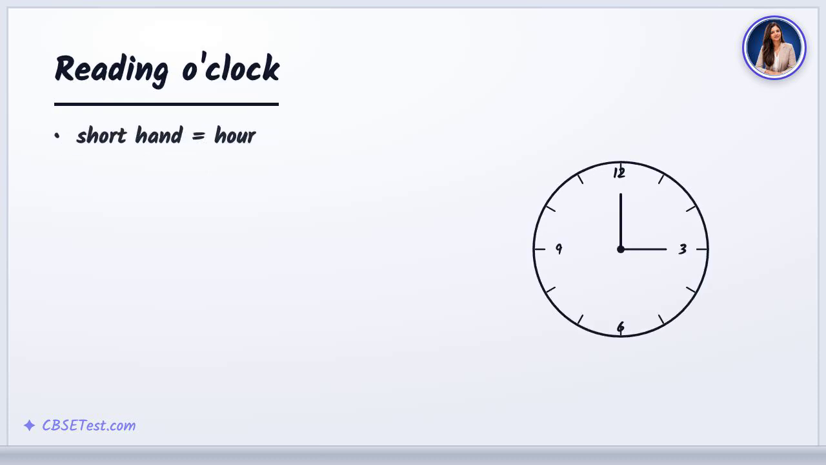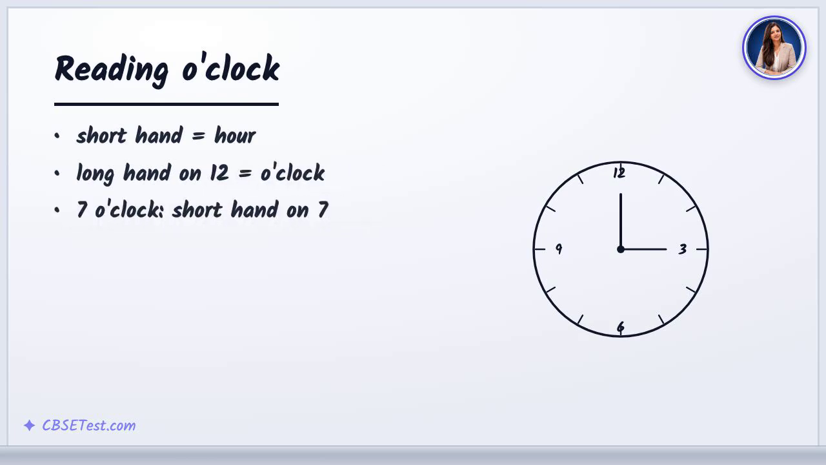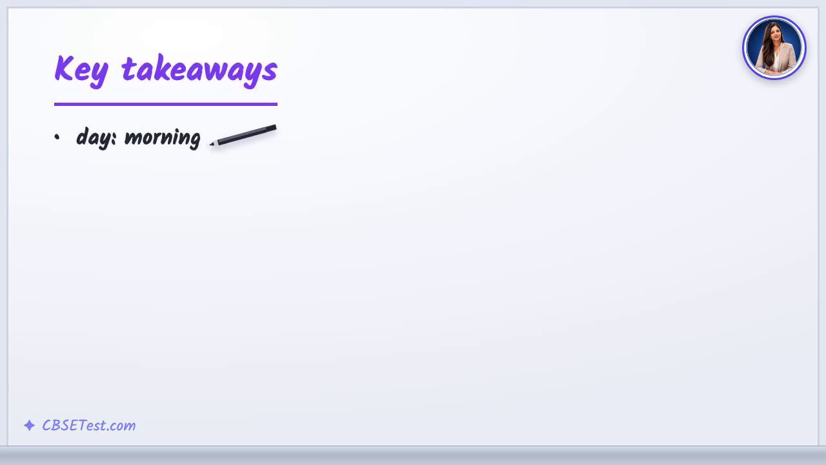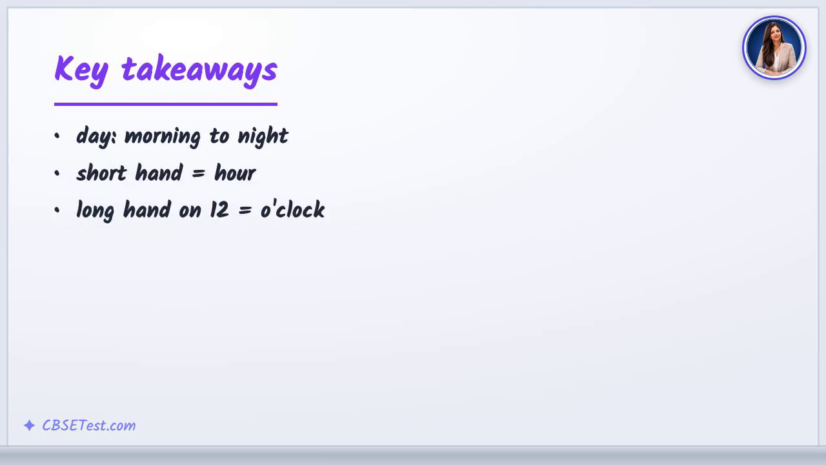On a clock, the shorthand shows the hour. When the longhand points to 12, it's an o'clock time. Shorthand on 7 means 7 o'clock. Shorthand on 8 and longhand on 12 means 8 o'clock. Time for school. To recap, the day goes from morning to night, the clock shorthand shows the hour, and the longhand on 12 means o'clock.